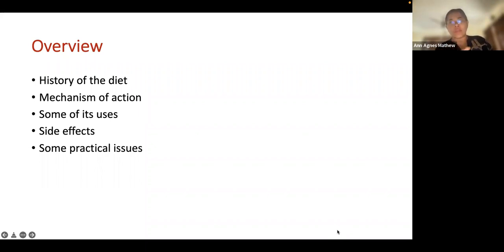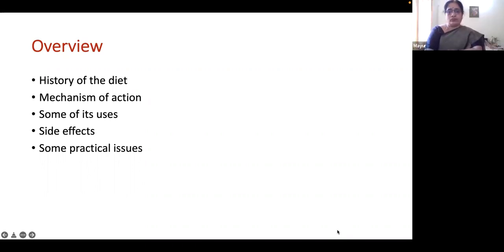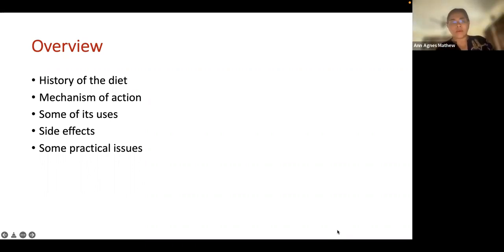I'm sorry, my voice is very bad. I don't have a voice at all. I'll read. So history of the diet and something about its mechanism of action, some of its uses, some side effects and some practical issues. These are the ones that the doctors need to know much. And these practical issues are the ones that Dr. Malathi is always bearing the brunt of, which is why she's so closely connected to the family. So she'll speak more about it.